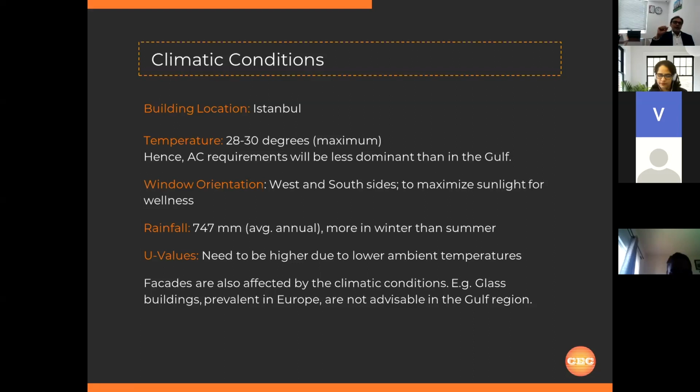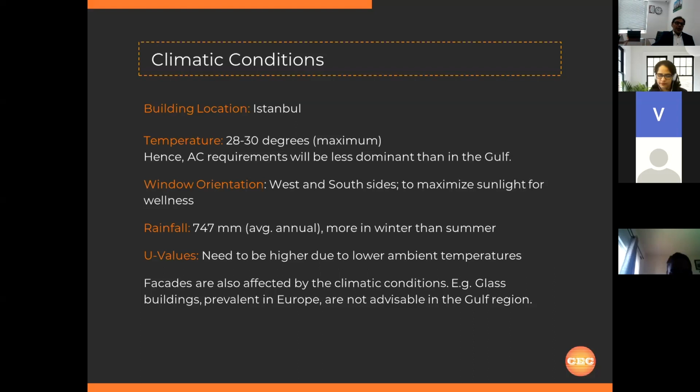Normally, when we talk air conditioning, we maintain a temperature of about 24 degrees centigrade as a comfortable temperature. So the AC requirement for the offices will be there, which will be required to improve the efficiency of the workers, making them comfortable. But the load or the allocation of AC will be lesser as compared to the Gulf.